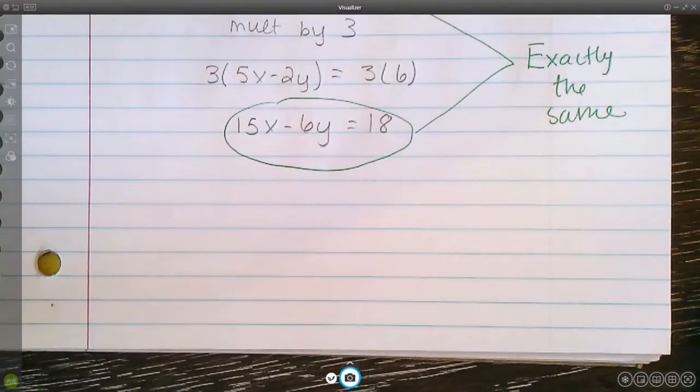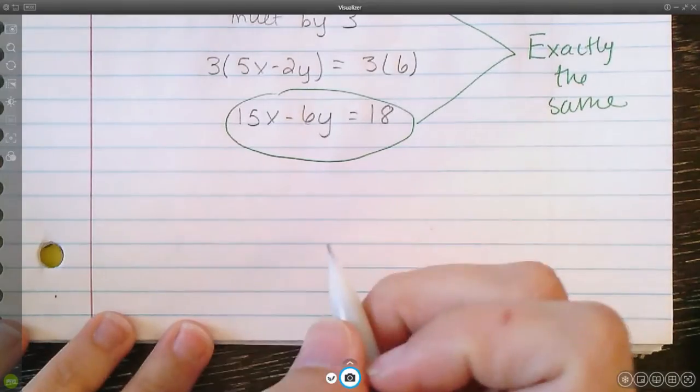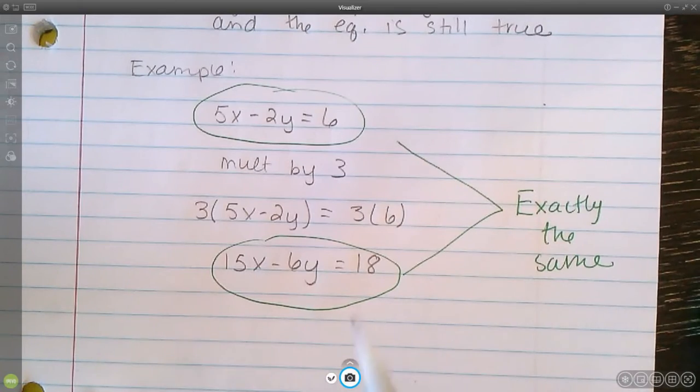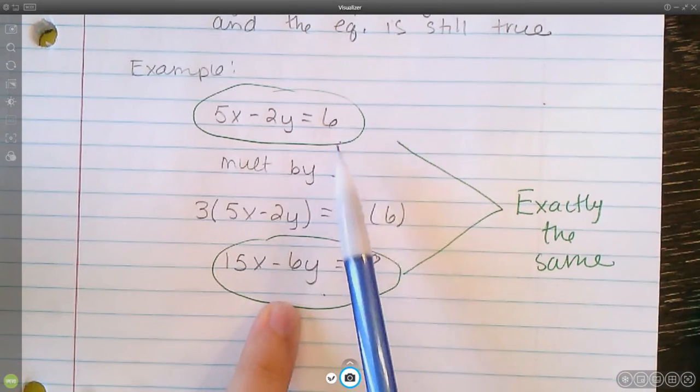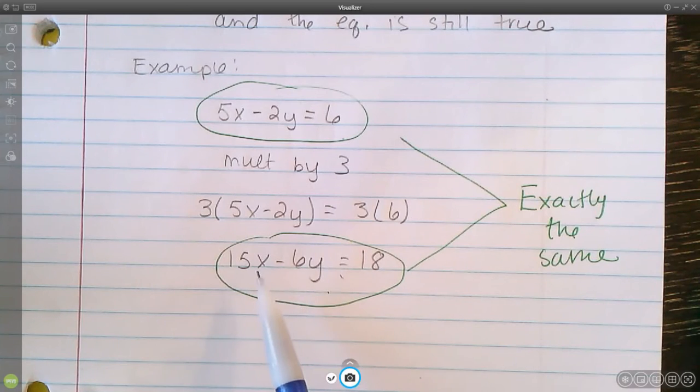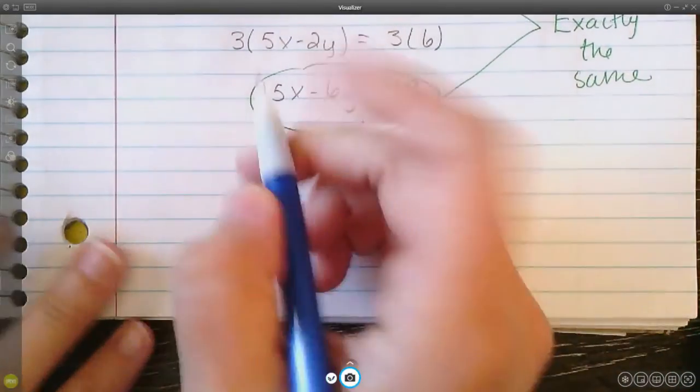So let's look at one more example. Actually, let's go back up here for a second. If I started with this one and I went to this one, how did we go from here to here? Instead of multiplying by 3, what did we do to both sides of this equation? We divided by 3. So you can also divide everything by the same number. But for this week, we're just really going to focus on multiplying and not so much dividing. Okay, so now back to our next example.